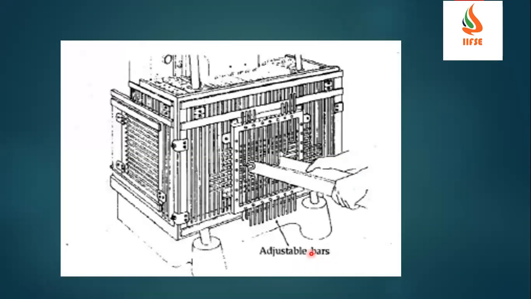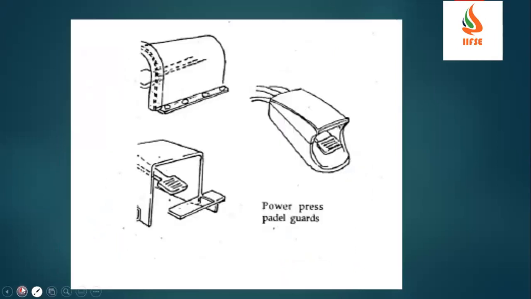And this is the adjustable bar. We discussed it yesterday. If you see here, these are the adjustable bars. Based on the size of the job, it will come up and down, and it will allow the raw material to get inside for the operation. And this is the foot pedal switch detail image.